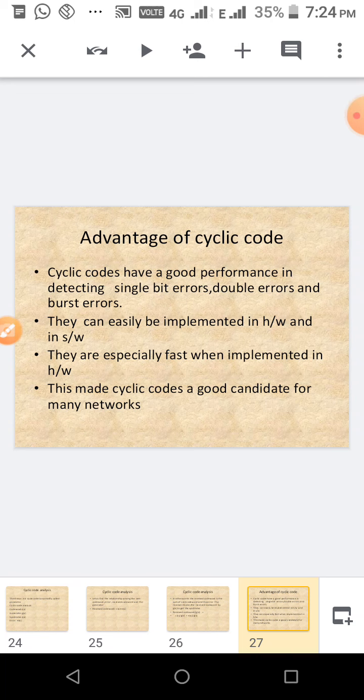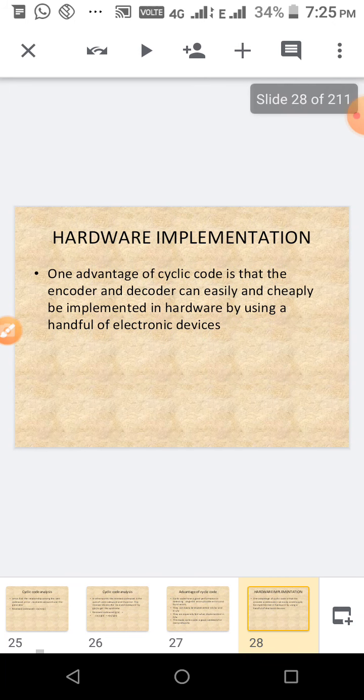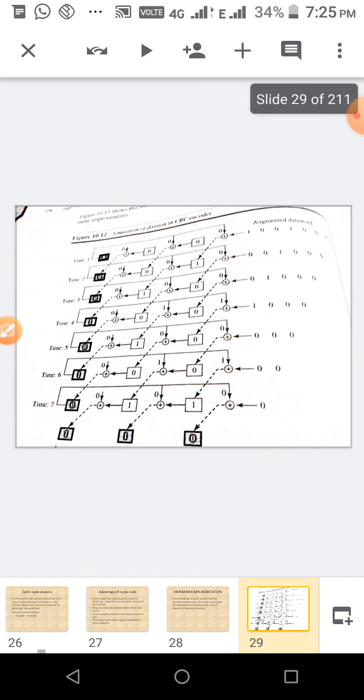What are the advantages? It has good performance in detecting errors. It detects different types of errors: single bit, double bit, and burst errors. It is easily implemented in hardware as well as in software, and it is a good candidate for many networks also. How we implement it in hardware, we will see now.